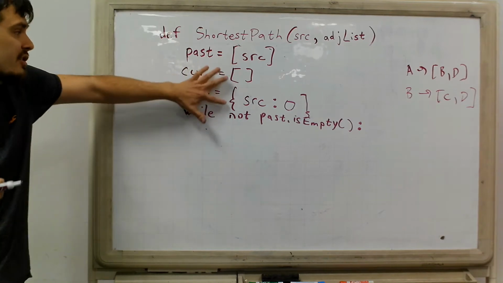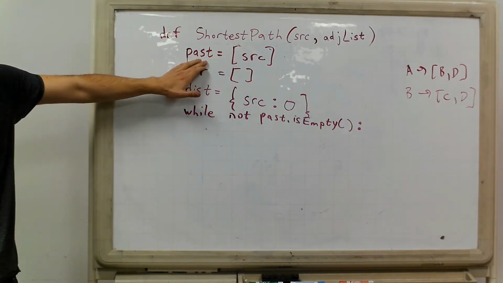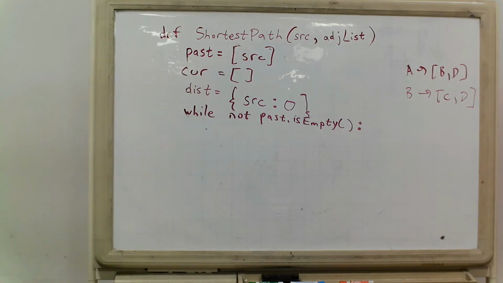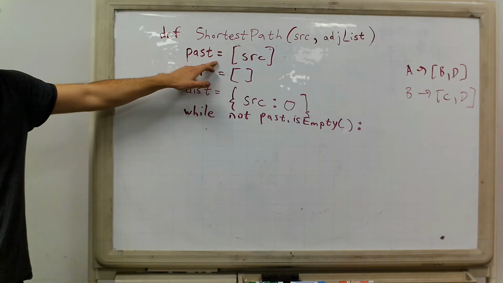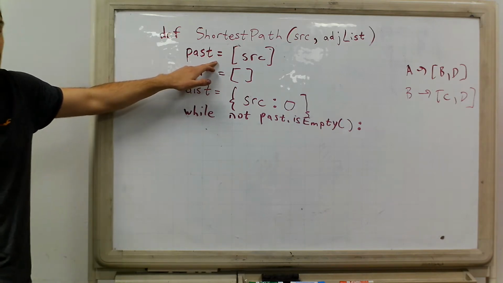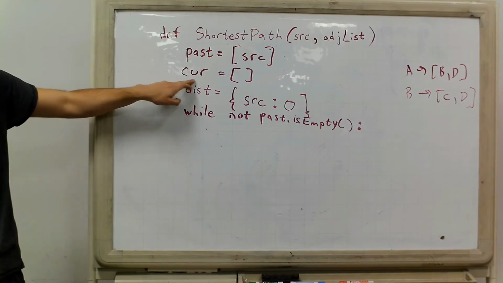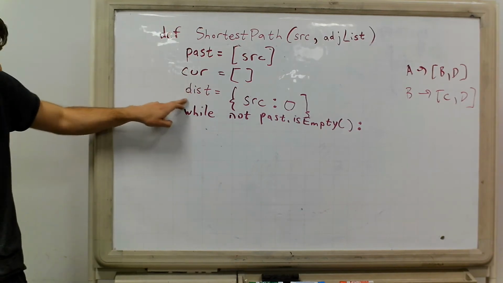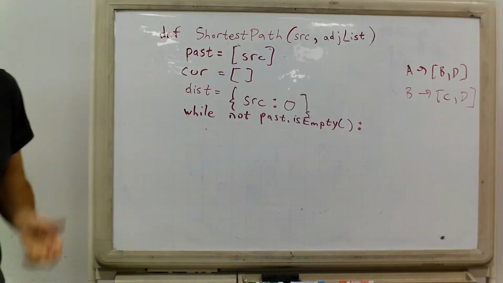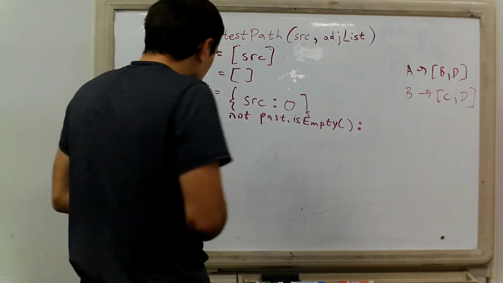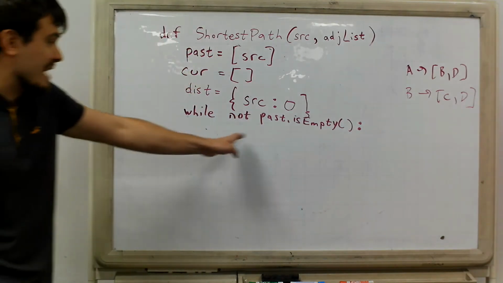Initially these are one and the same, but at any given time, if we're currently discovering the nodes that are at distance k, the past list is the nodes that are at distance k minus 1. If we're currently working on discovering all the nodes that are distance k, this is the nodes at k minus 1, and these are the nodes that are at k. And these are all of the nodes whose distance is known so far, which must be distance k or less. While not past is empty.